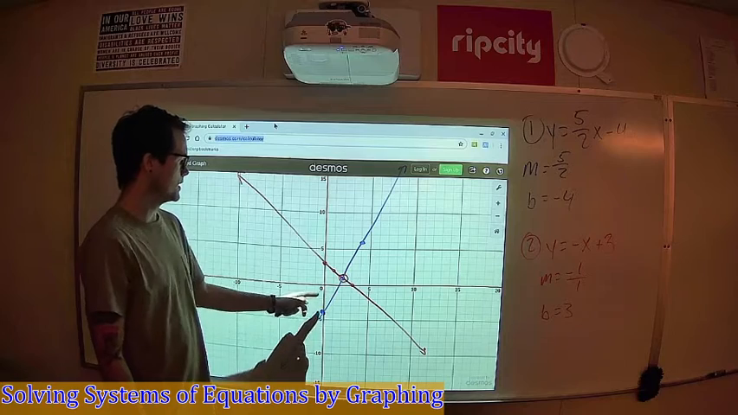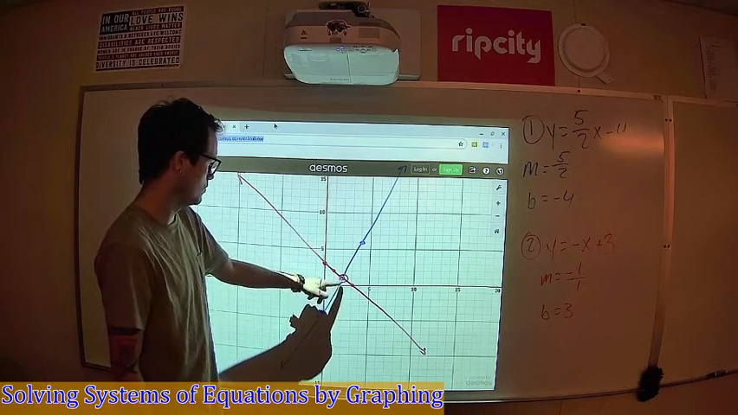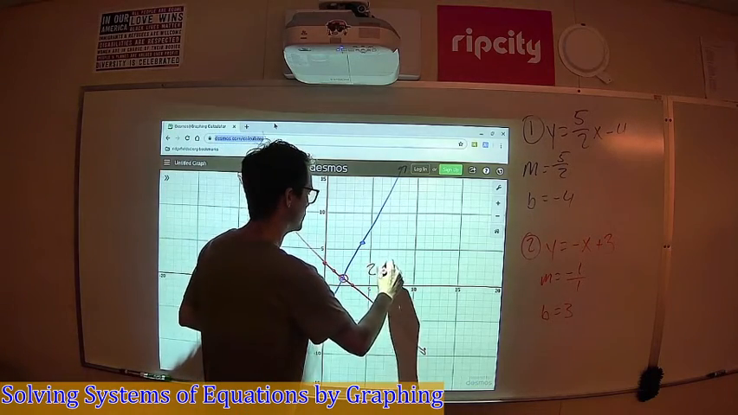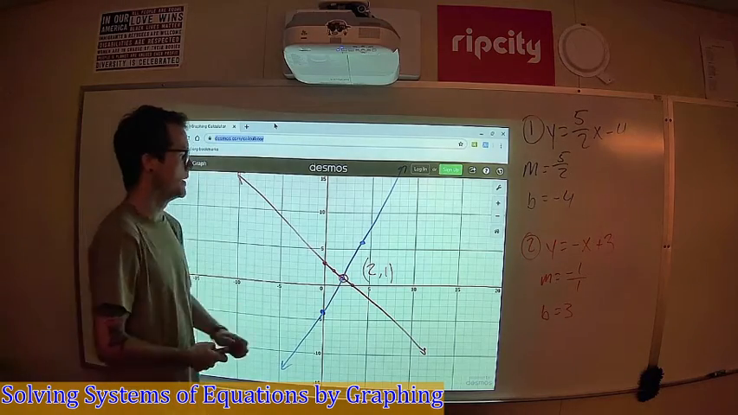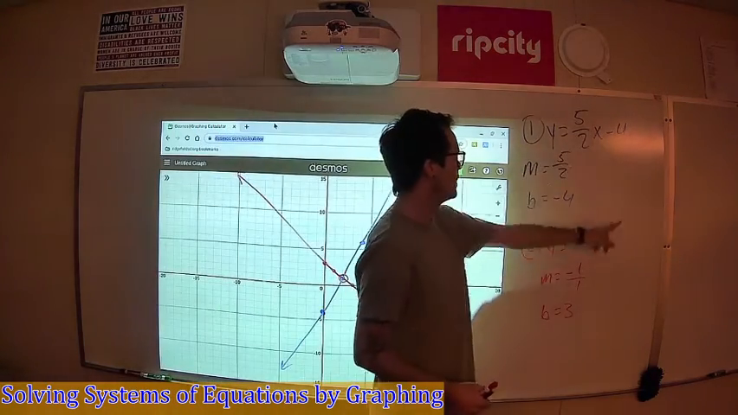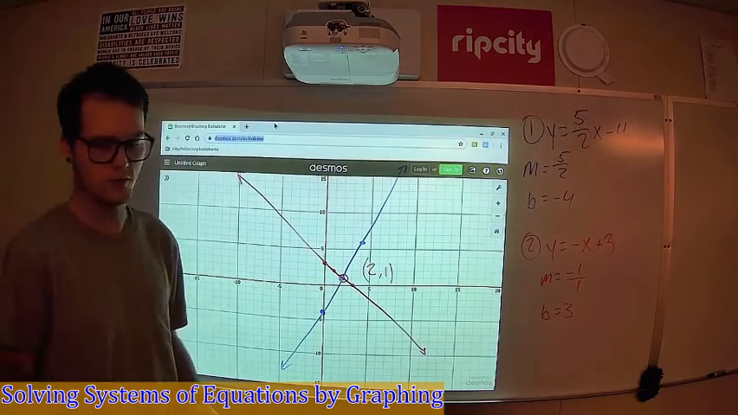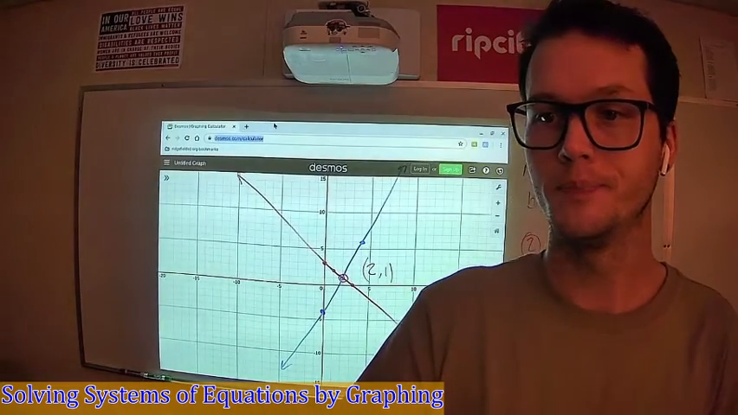So it appears to me that these two lines intersect at x-coordinate of 2 and y-coordinate of 1. It seems to be that 2, 1 is our solution, meaning if you plugged in 2 for x here and 2 for x here, the solution to both the y's would be the same. Let's check this out on Desmos, and then we'll do it algebraically as well.